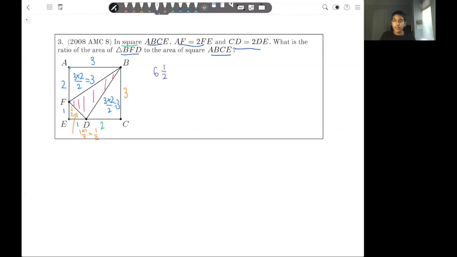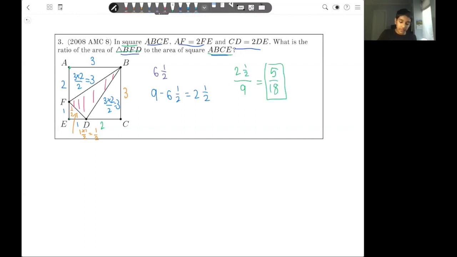Okay, so now what is the area of the whole square? 9. 3 times 3, right? The area of the whole square is 9. The area of these triangle parts that we don't want is 6.5. So the area of the triangle BDF is just 2.5. And now we're asked to find the ratio of BFD to ABCE. We just do 2.5 divided by 3 times 3, again 9, which is just going to be 5/18.